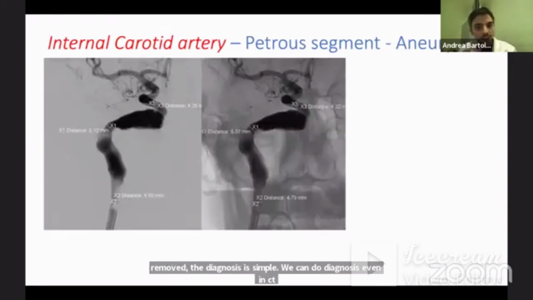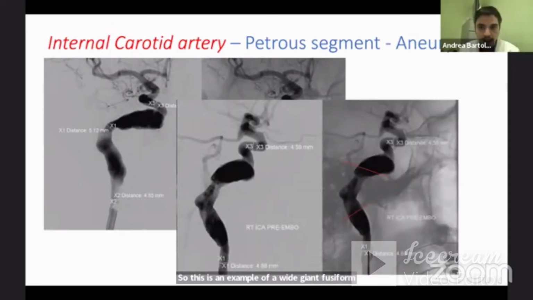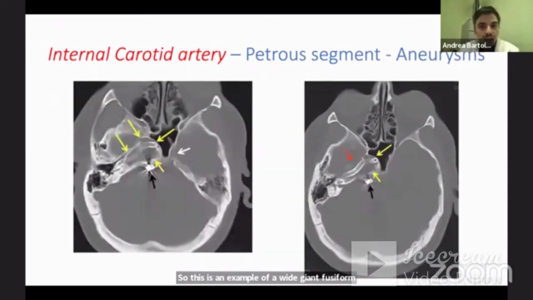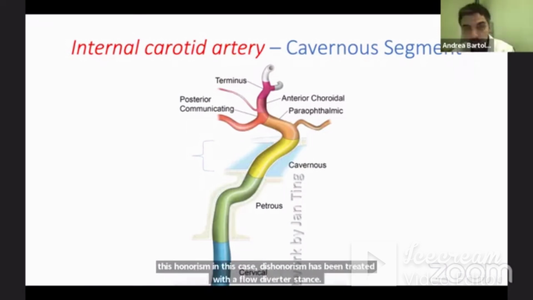So this is an example of a wide giant fusiform aneurysm of the Petrous segment of the ICA, and we can see how the cranial base, the skull base, is remodeled by this aneurysm. In this case, this aneurysm has been treated with a flow diverter stent. So we can move on to the next segment.